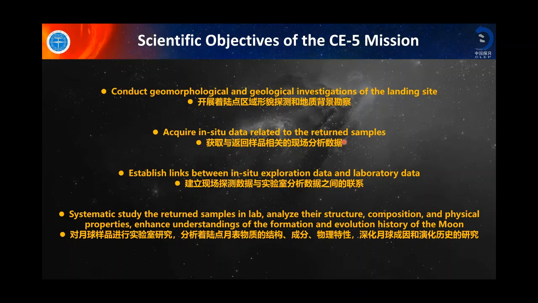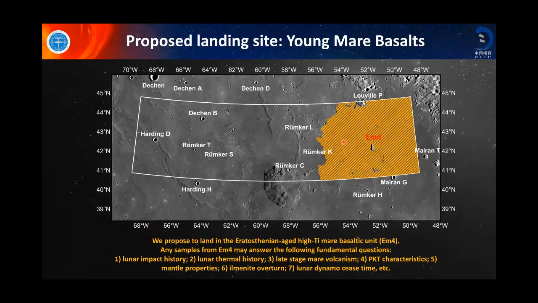Okay, so considering the science objectives set by the China National Space Administration, we propose the EM4 unit as the first priority for the Chang'e-5 mission. Samples from the EM4 unit can answer the following questions I listed here: first, lunar impact history, then thermal history, later stage mare volcanism, PKT characteristics, mantle properties, lunar mantle overturn, lunar dynamo, etc.